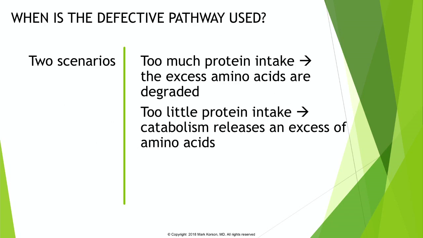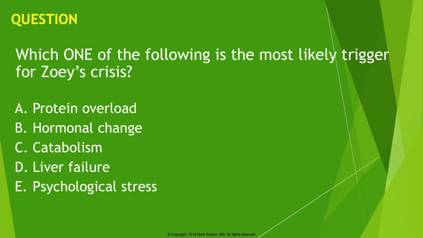One is if you've taken too much protein in your diet, some of it will go to the urea cycle, or if you take too little in, catabolism releases an excess, some of which will end up going to the urea cycle. So, question.